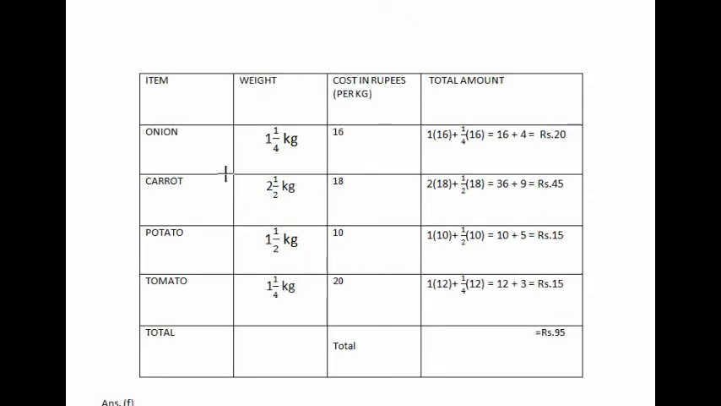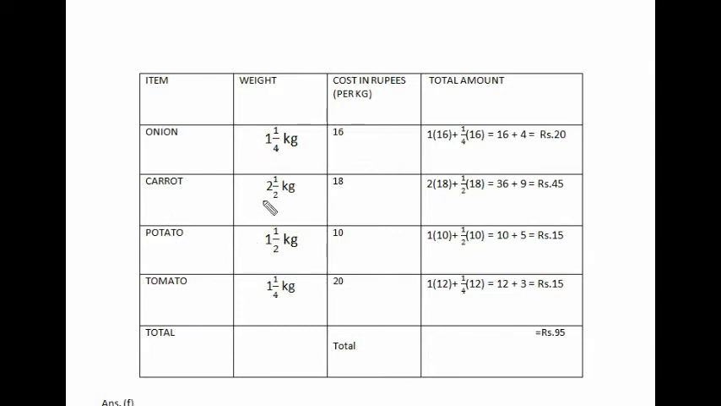Here I made a bill: item, then weight, then cost in rupees per kg, and total amount. So here first I have written onion, weight 1 and 1/4 kg. Cost in rupees per kg is equal to 16. So 1 into 16 plus 1/4 into 16. So 16 plus, if you divide 16 by 4, you will get 4. 4 4s are 16. So 16 plus 4 is equal to rupees 20.